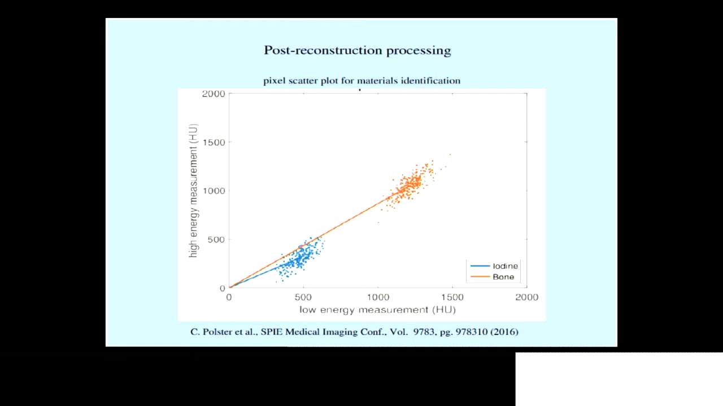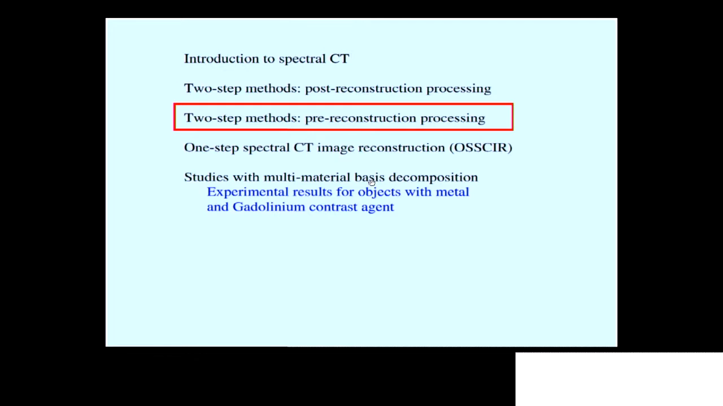The nice thing about these post-processing methods is you don't have to worry too much about the calibration of the system. You don't really have to know the spectral responses exactly. You can just do things like that scatter plot, or you can just combine the images until they look nice, all right? As we go down the list here, though, things get a little bit more complicated. So now I'm going to talk about the pre-reconstruction processing.